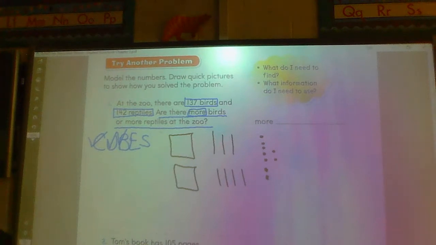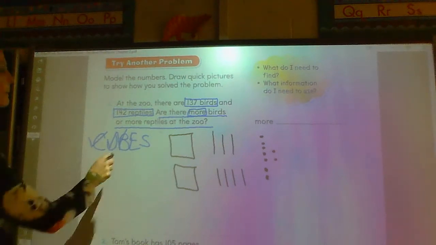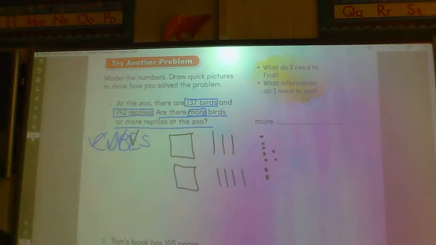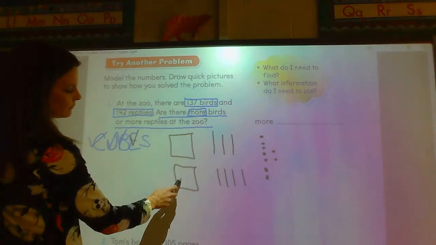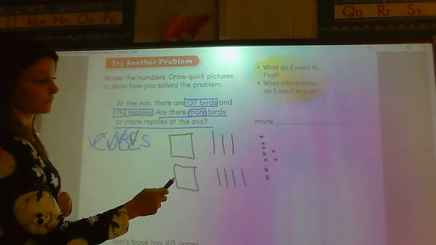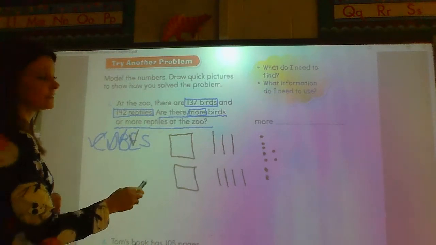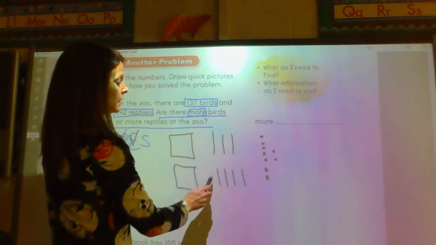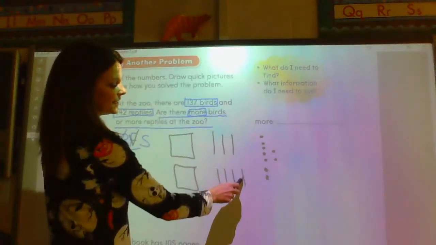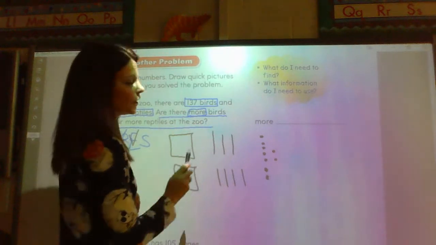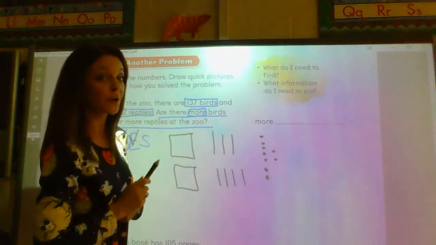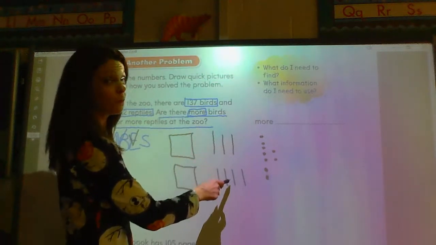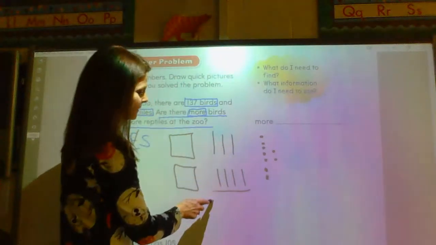Let's take a look. Now we need to compare. We've evaluated. Where do we start? In our hundreds. I see 1 and 1. That's the same. We move on to our tens. 1, 2, 3. 1, 2, 3, 4. Ding, ding, ding. This one's different. What are we looking for again? More. So the bigger number. 3 or 4? 4 is bigger.